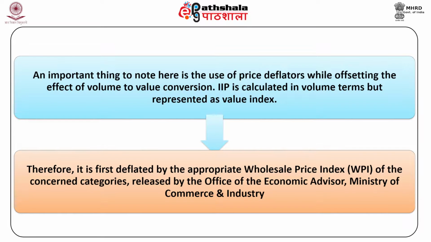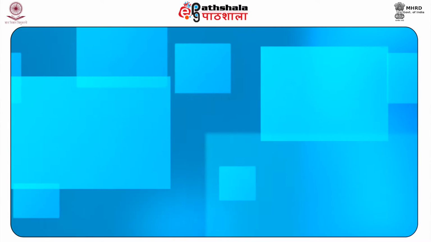An important thing to note here is the use of price deflators while offsetting the effect of volume to value conversion. IIP is calculated in volume terms but represented as a value index. Therefore, it is first deflated by the appropriate wholesale price index, that is WPI, of the concerned categories, released by the Office of the Economic Advisor, Ministry of Commerce and Industry.